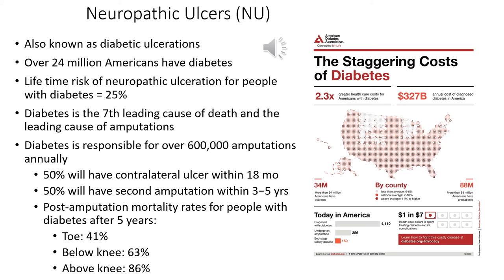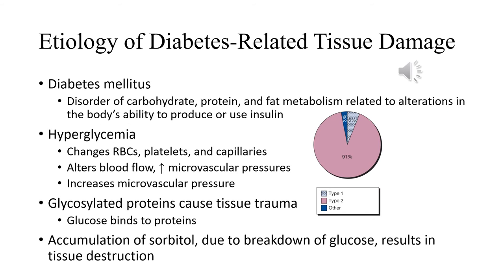And if a person develops an ulcer, they also have a very high risk of that leading to an amputation, ultimately morbidity and mortality. Next, we're going to talk about neuropathic wounds. And with that, usually we're talking about neuropathic diabetic foot ulcers.